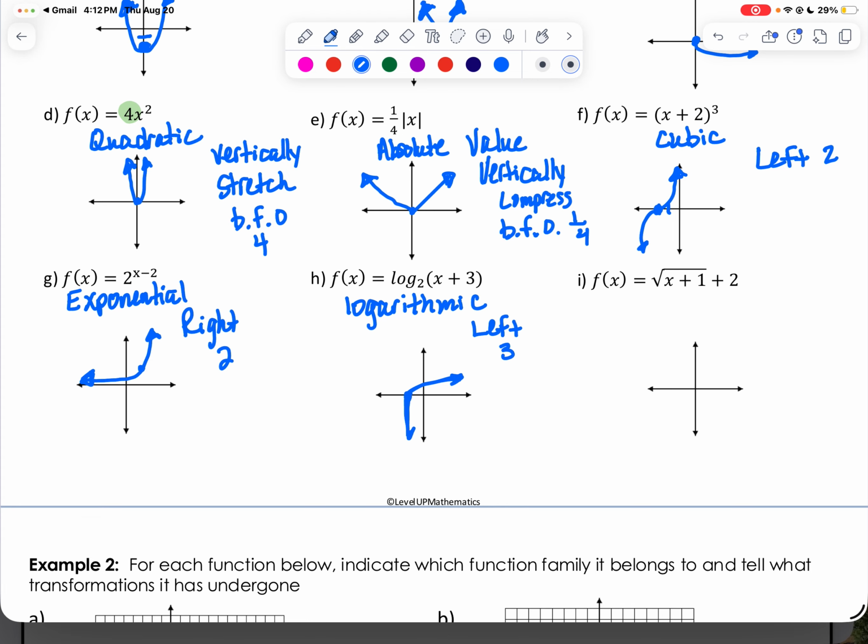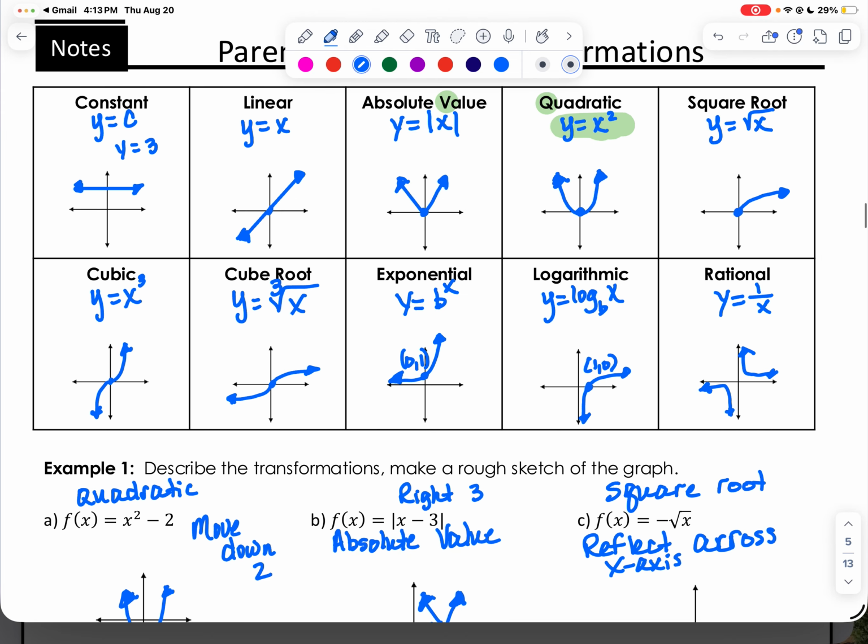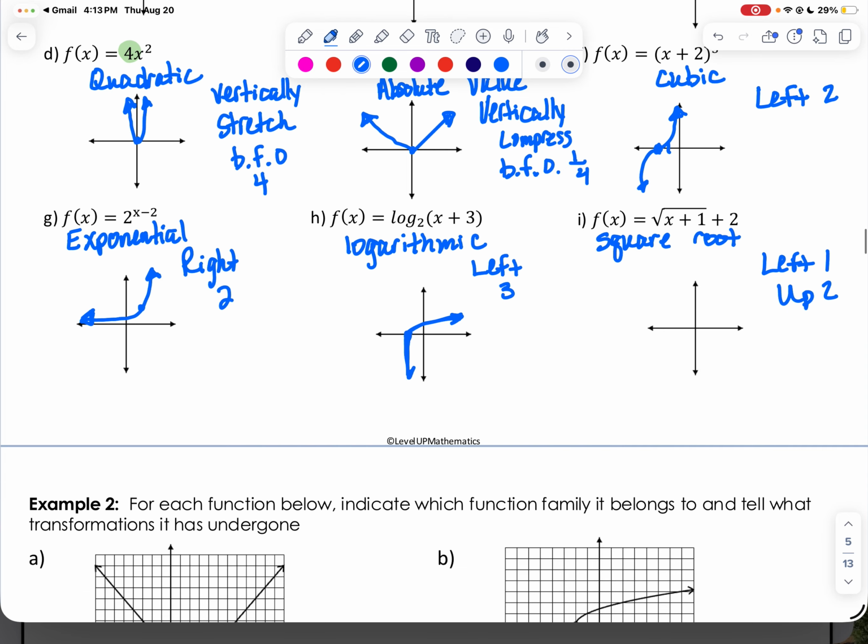All right. And finally, we have f of x equals square root of x plus 1, plus 2. So this is a square root function that's been moved left 1 and up 2. So let's look at our square root function again. It has an original vertex at 0, 0. So I want to move that from 0, 0. I want to go left 1 and up 2. So maybe right there. And then it's still going to go off to the right.